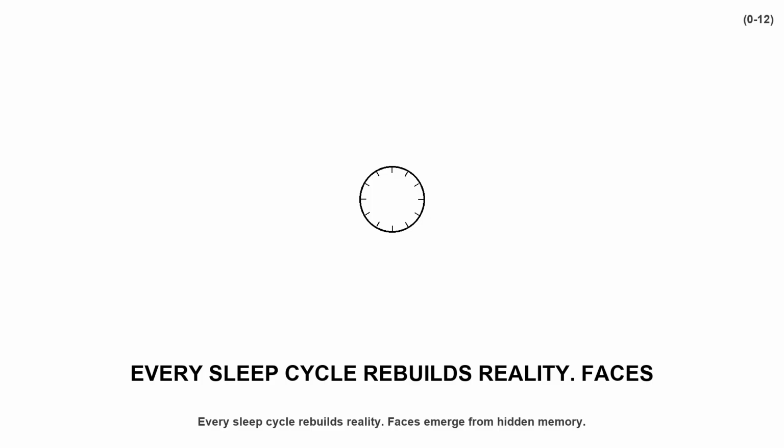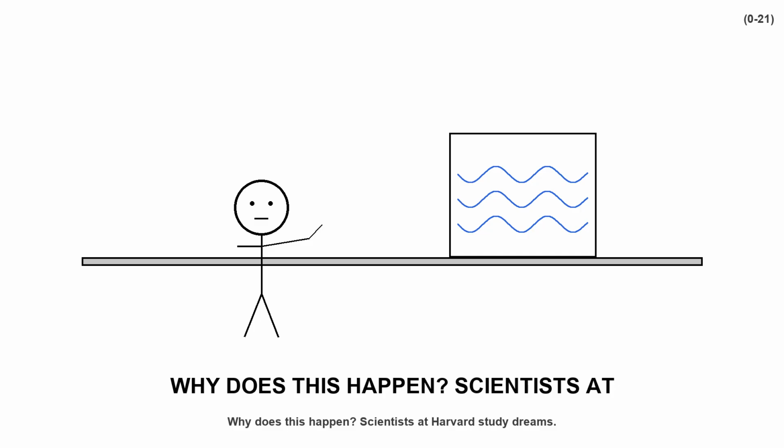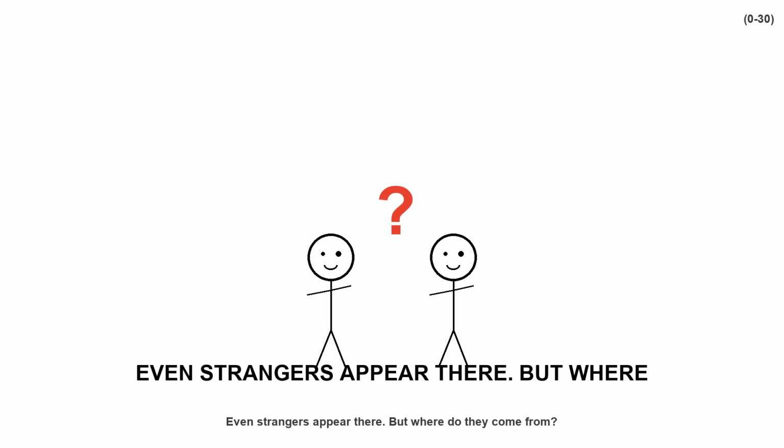Every sleep cycle rebuilds reality. Faces emerge from hidden memory. Some are fully invented. Some feel deeply familiar. Why does this happen? Scientists at Harvard study dreams. REM sleep creates visual hallucinations. The brain simulates social worlds. Even strangers appear there. But where do they come from?